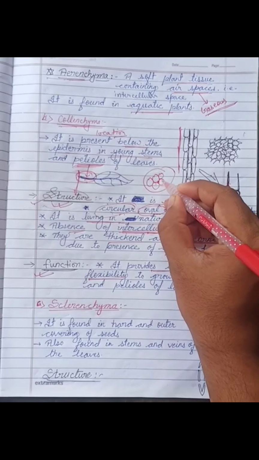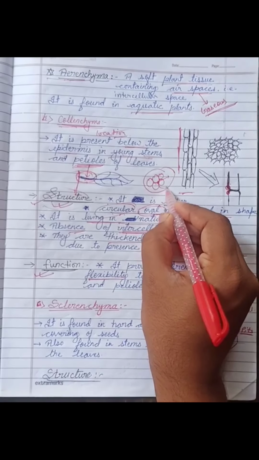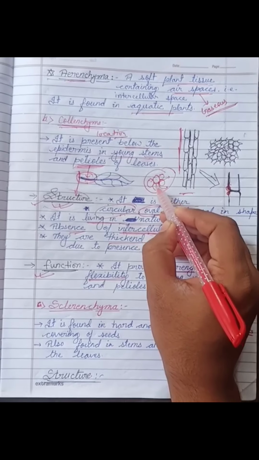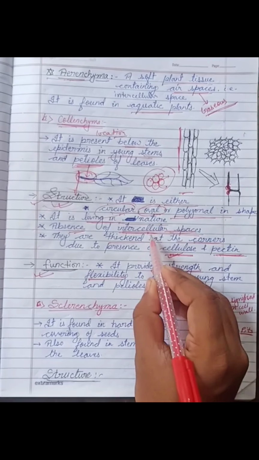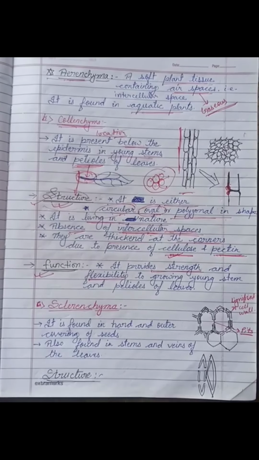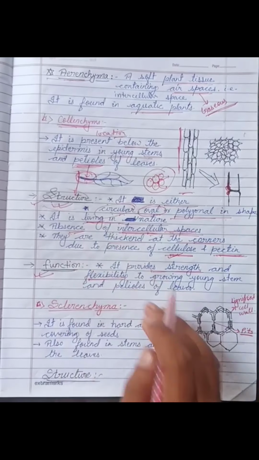It is the intercellular space. As I told you earlier, the intercellular space is between two cells. The space between two cells is called intercellular space, which is absent in collenchyma, and it behaves as a living type of cells.